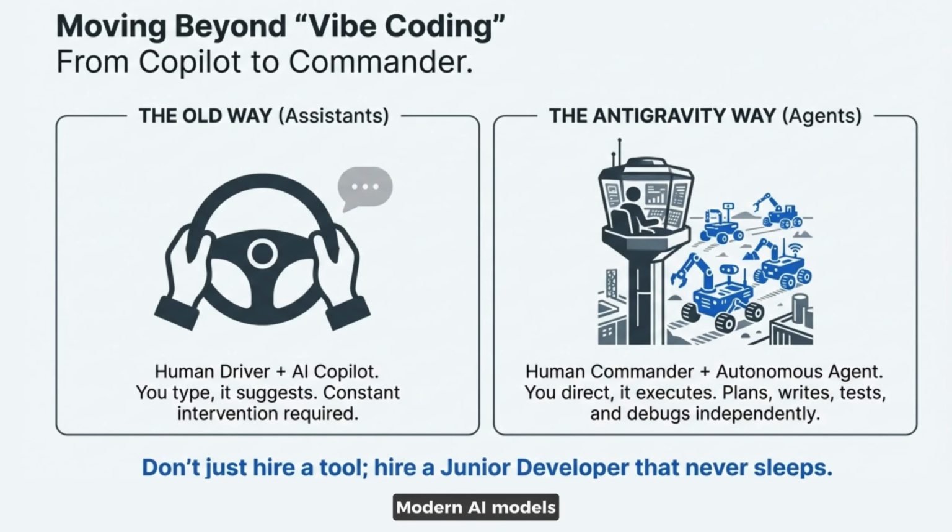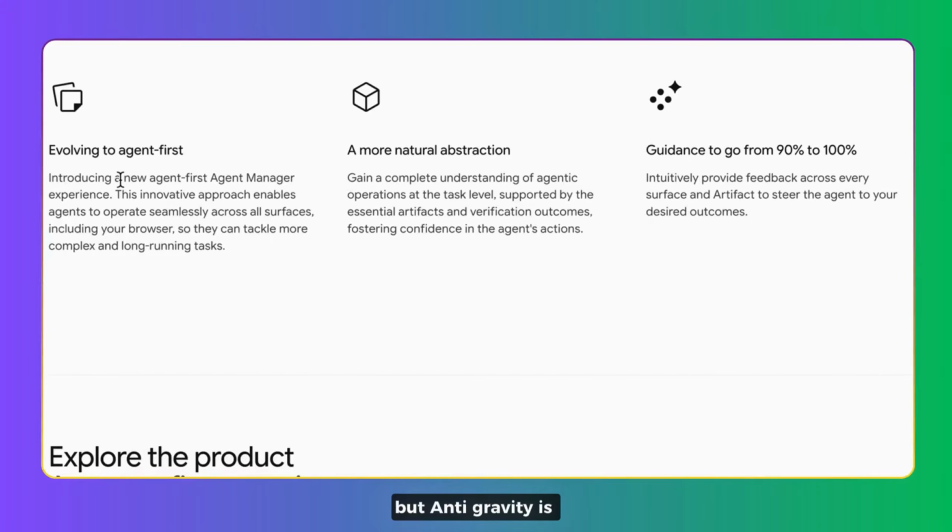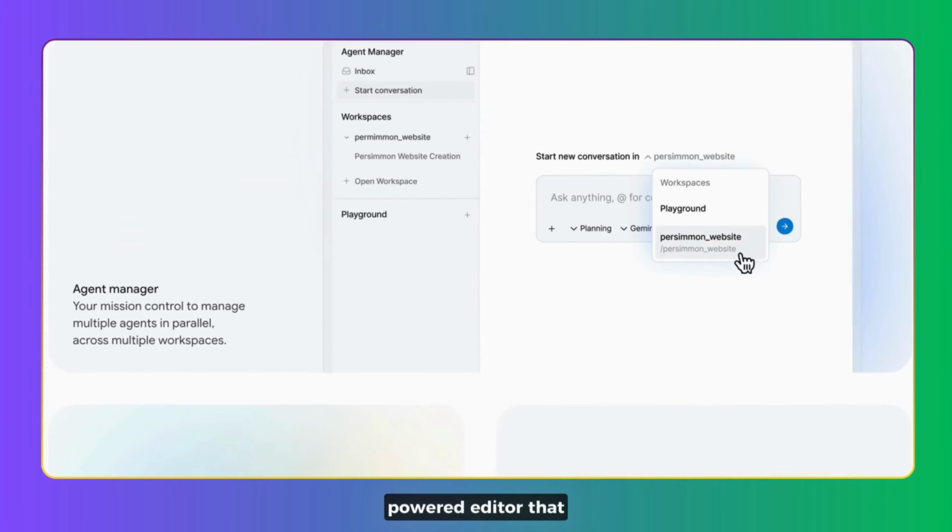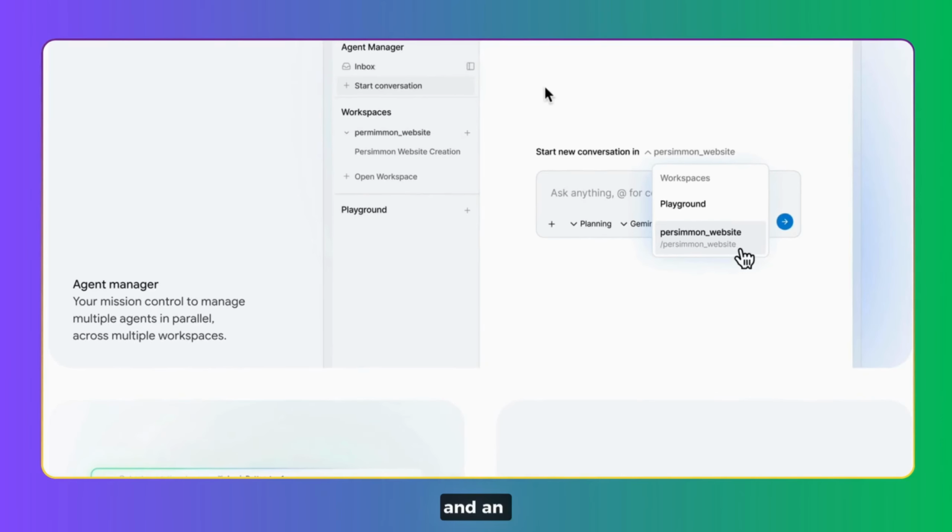Modern AI models, especially Gemini 3, have reached a level where they can work for longer periods without constant human intervention. Traditional IDEs were built for humans, typing code step by step. But Antigravity is built for an agent-first future. It introduces a new way of interacting with software development where you operate at a higher level, giving goals instead of instructions. The platform includes two main environments: an advanced AI-powered editor that feels familiar to developers, and an agent manager that works like mission control.